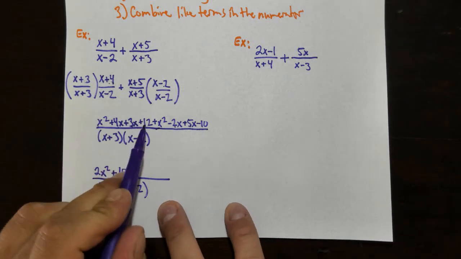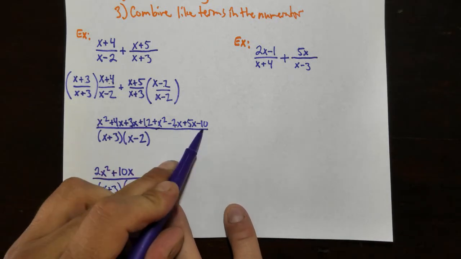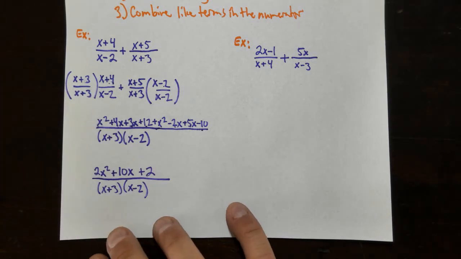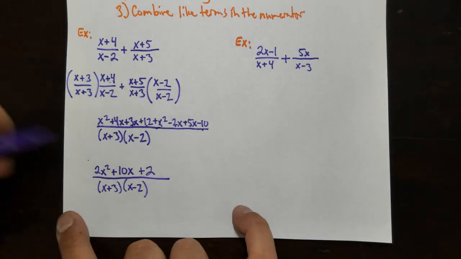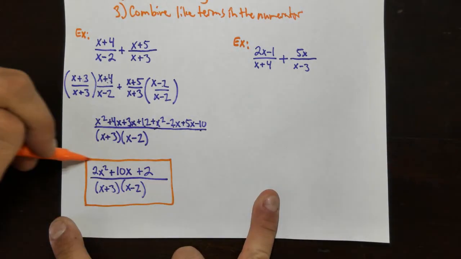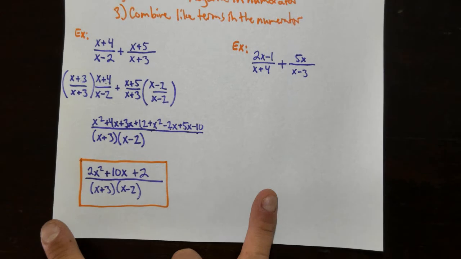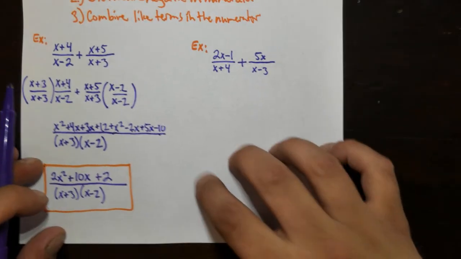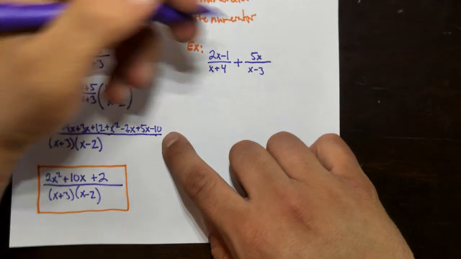And then let's look at our constants. 12 minus 10 is 2, so plus 2. And there we have it. This is our final answer here. All right, let's go on to the next example. Again, I'm just going to rewrite this for us.